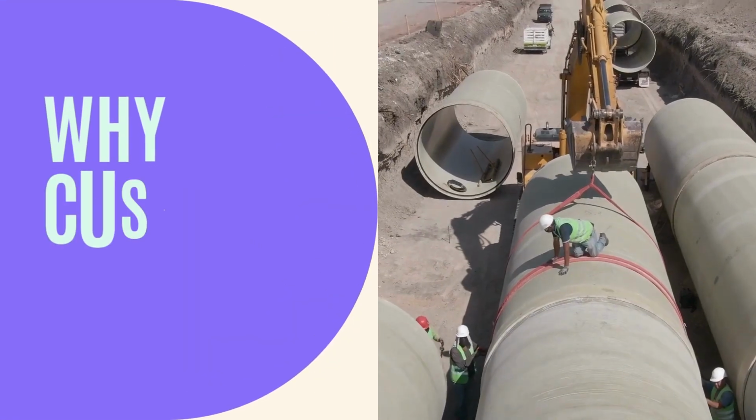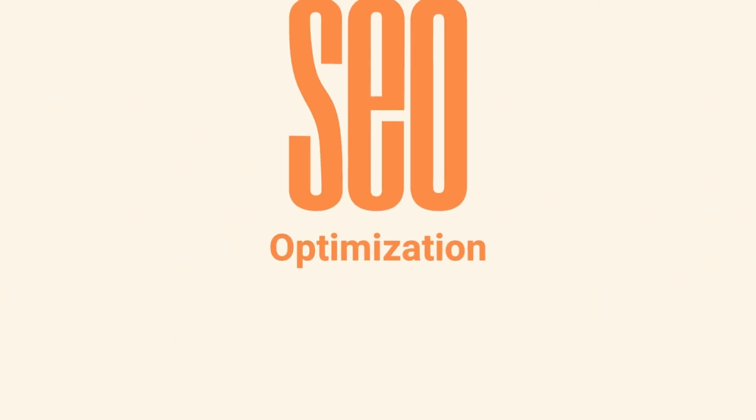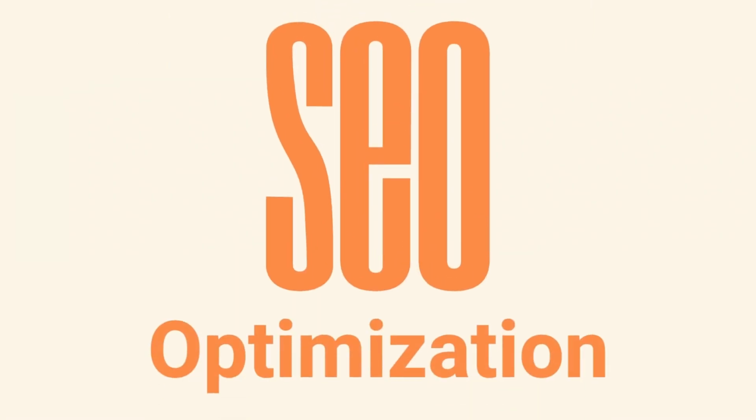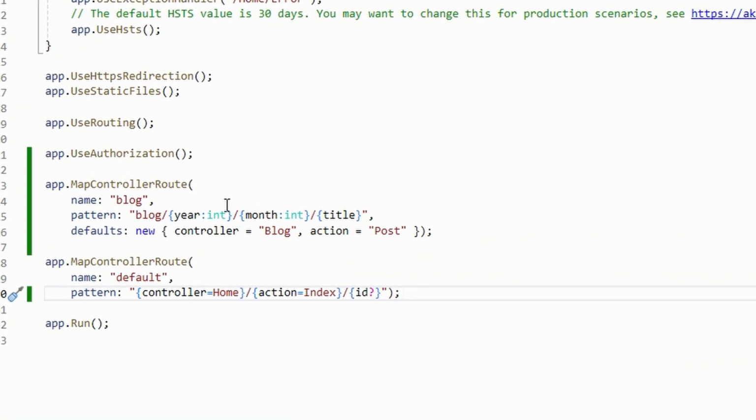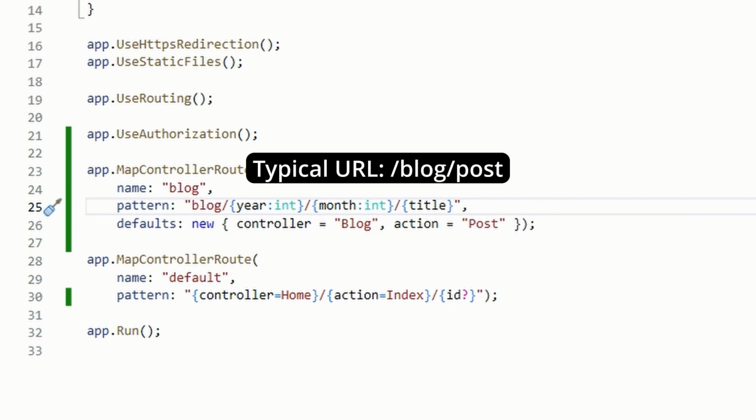Why would we need to use custom routes? It's because we want the URL to be more readable. It can be used for SEO optimization too. For example, let's say we have a blog website. When users search for a blog post, the post action in the blog controller will handle it. Typically, the URL would be /blog/post.